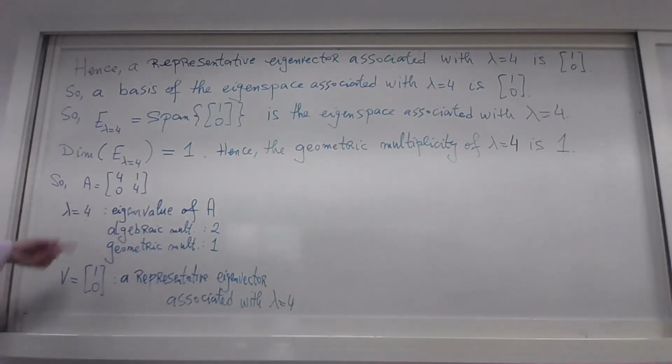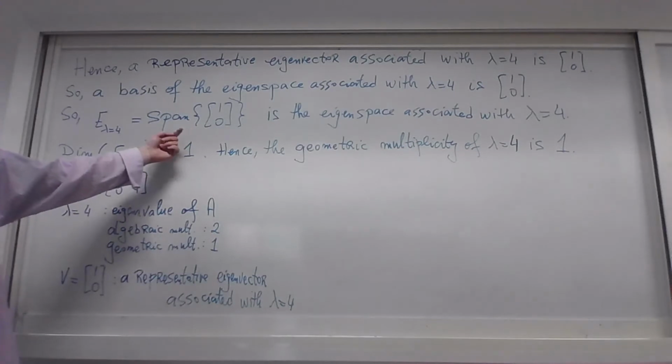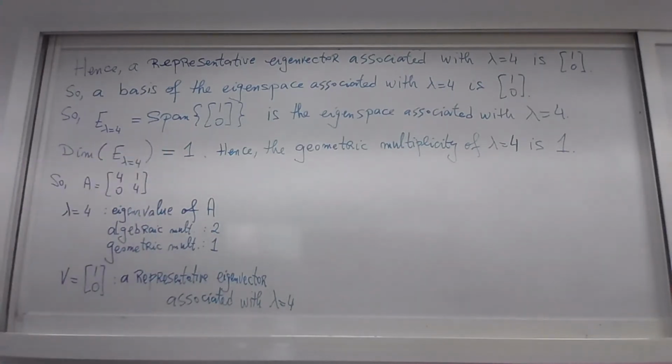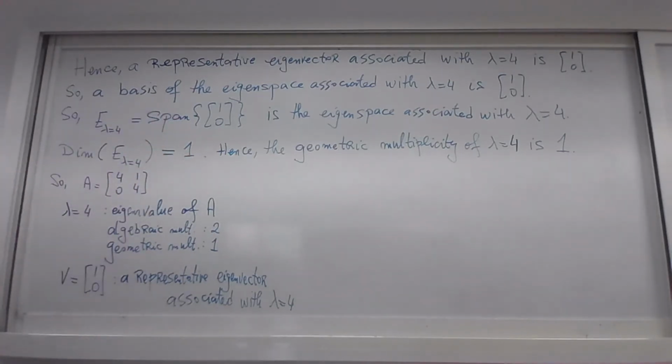So it was 4 and 4. And the geometric multiplicity was 1 because the dimension of the eigenspace associated with lambda equal 4 was 1, we found it. And this is one representative eigenvector. (-1, 0) would be another one, it's fine. Any scalar multiple of (1, 0) except (0, 0). Any other non-zero vector that has this shape would be an eigenvector also.